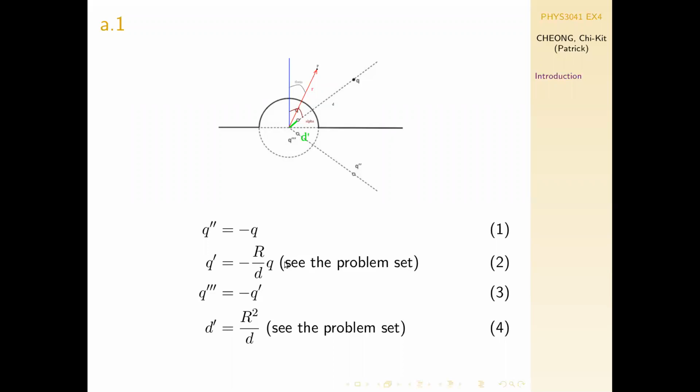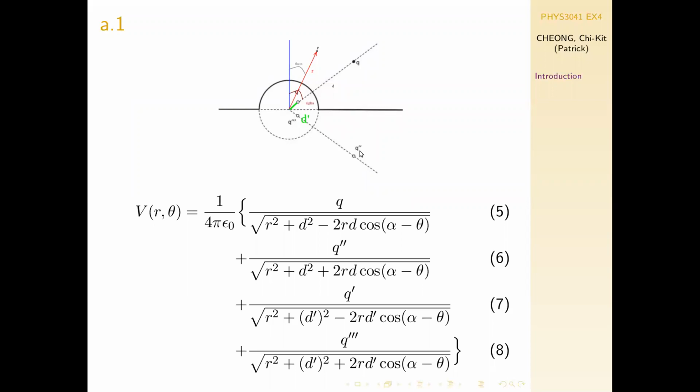I'm not going to show you the details of how I obtained Q prime and D prime, as this is part of your problem set. Once you work out the image charge inside the grounded sphere, you will work out the magnitude of the image charge and also its location. So for equations 2 and 4, please refer to your problem set.